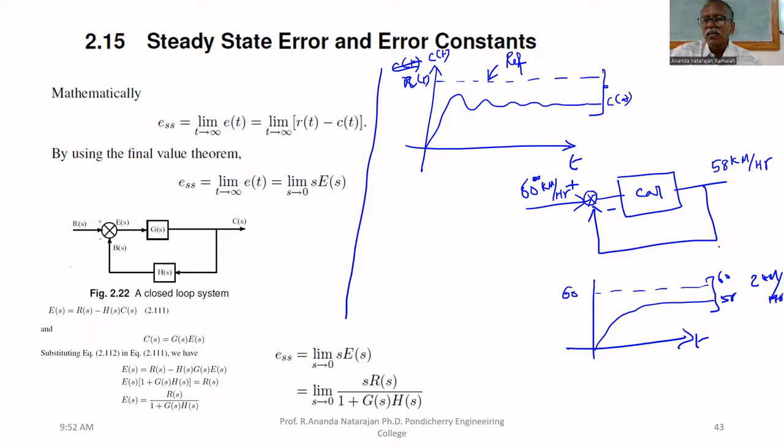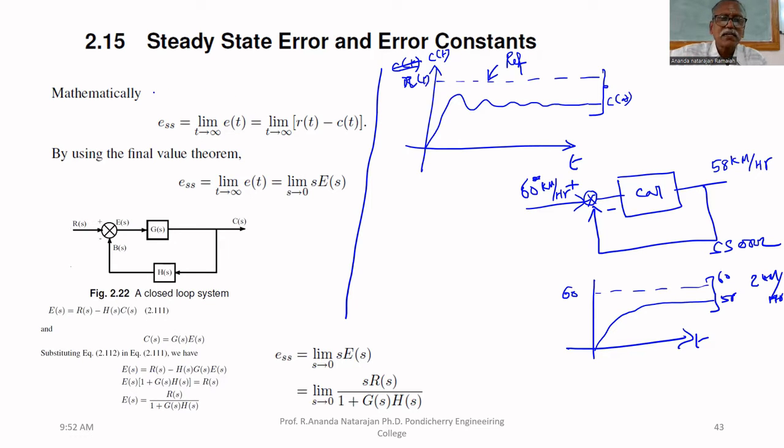This difference is called steady state error. So finally, the system settled, but some difference is there between reference and final value. That is called steady state error. We are going to study about the steady state error and error constants. Some constants in this analysis are there, called error constants. That also we are going to see.